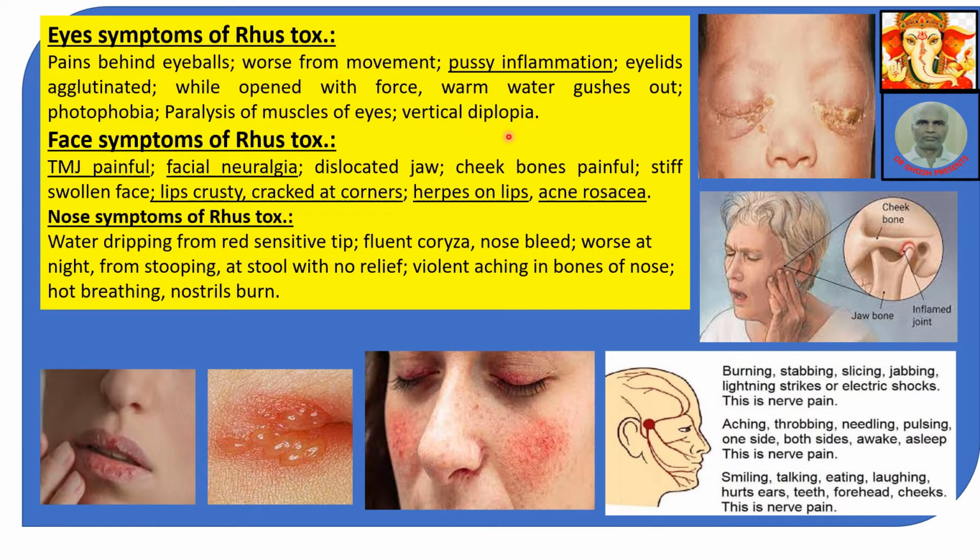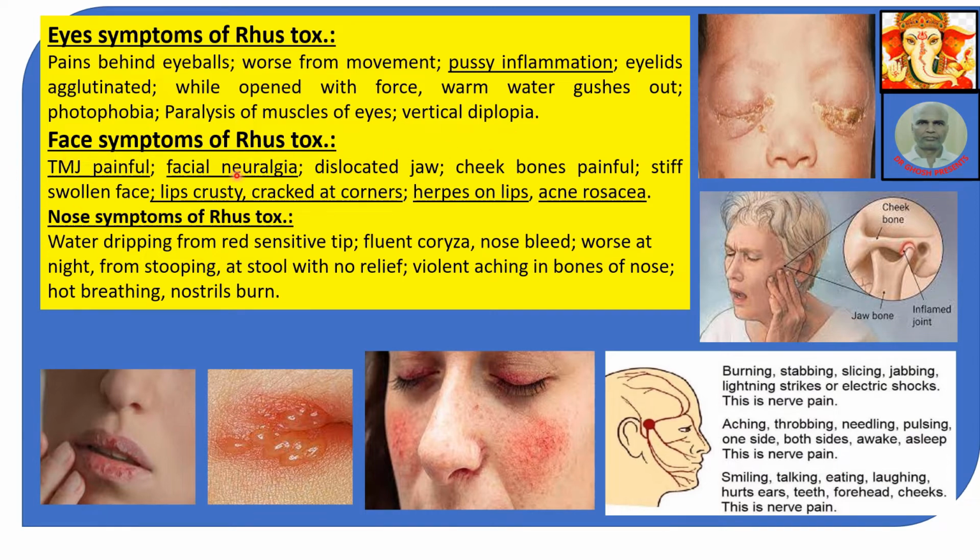Diplopia means double vision. Diplopia may be of two types, vertical and horizontal. Vertical means one image will be seen above the other. Horizontal means one image will be beside the other, side to side. That is horizontal diplopia.